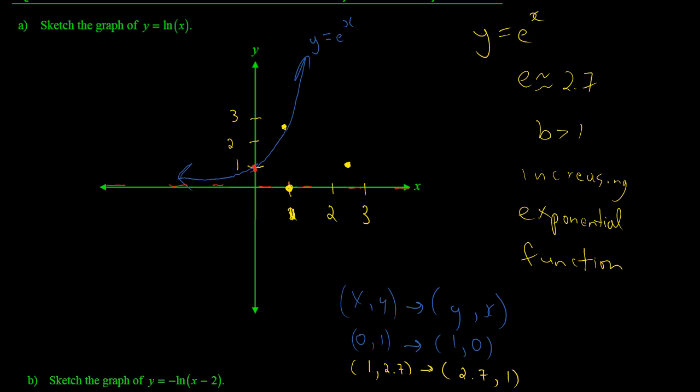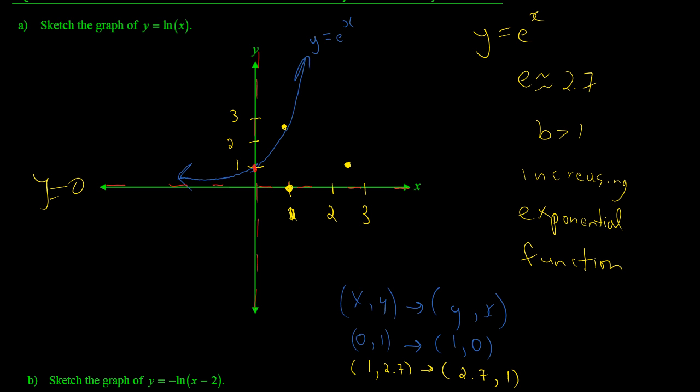Another consequence of this is the horizontal asymptote. The equation of that horizontal asymptote up here is y equals 0. That becomes a vertical asymptote. So we have a vertical asymptote at x equals 0, right? x comma y becomes y comma x. So y equals 0 will become x equals 0. Your domain will actually become your range.